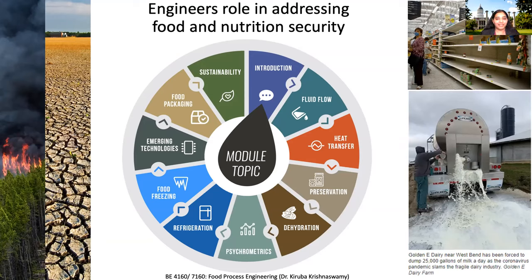So that's what, in this particular course, food process engineering, I redesigned this course to incorporate circularity. We start with fluid flow, then heat and mass transfer in foods, all the way to food packaging, connecting various unit operations to incorporate sustainability into the food system. We use the principles of engineering and connect with the sciences of food to develop sustainable solutions to address challenges in the food system. And thus, I say engineers play a key role in addressing food and nutrition security, and we need them more.